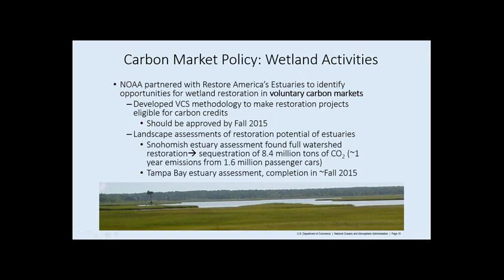The other thing that NOAA has helped support with working with Ray is 2 landscape assessments of the restoration potential for estuaries. So the first was a study in the Snohomish Estuary, which found that full watershed restoration could lead to the sequestration of 8.4 million tons of CO2, and that's over a 100-year time frame. So this is about 1 year's worth of emissions from 1.6 million passenger cars. This was the very first study of its kind and really put into context the fact that coastal restoration could really have these impressive climate mitigation benefits as well as all the other co-benefits that come from restoration.